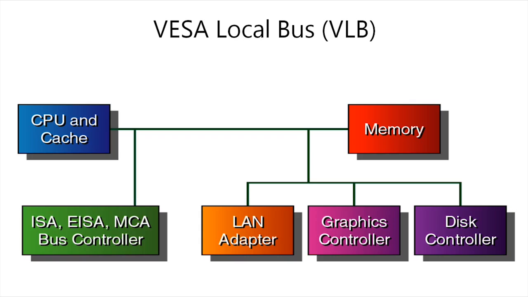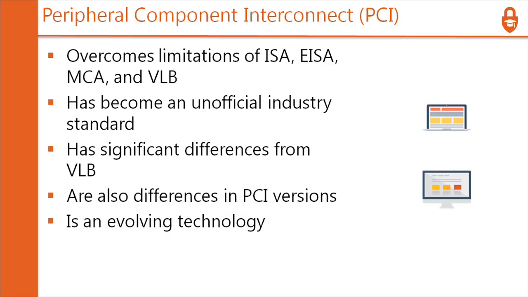So the ISA, EISA, and MCA bus controller, you have the controller that has to speak all of these different standards. You have a LAN adapter, a local area network adapter, which is huge today. It wasn't back in the day when this class was built, really. We did have networks, but it's required today. And then we have graphics controllers, and then we have disk controllers. So there's a lot of stuff going on there, just those few components.